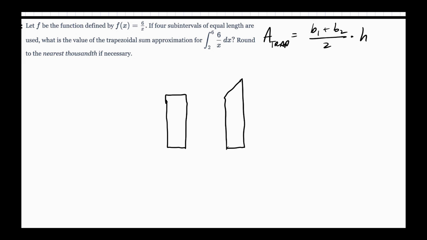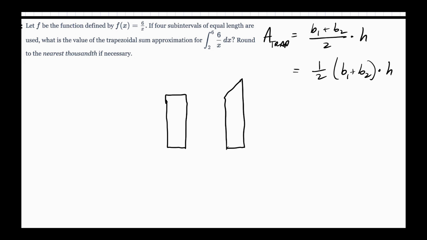I've seen that one. I've also seen 1/2 times base 1 plus base 2 times the height. They're all equal. It's kind of a mixture of the area of a square or rectangle and the area of a triangle, right? It's got the 1/2 part because a trapezoid is a rectangle with a triangle on top of it, right?